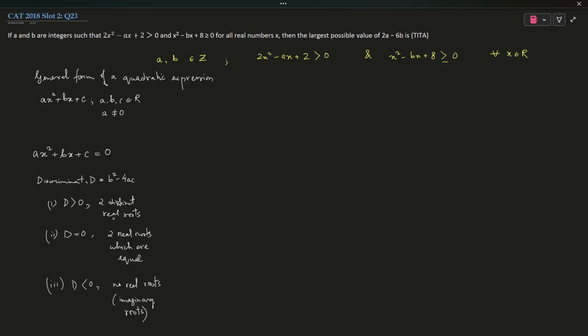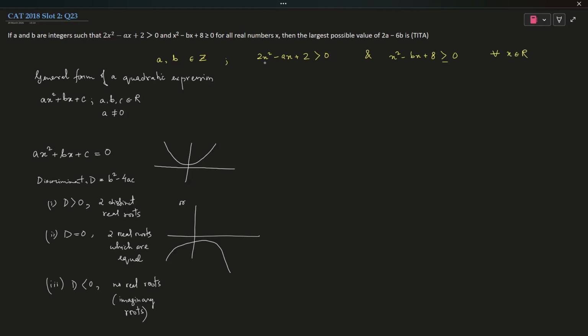Now, what are roots? Roots are the values of x at which the expression will become 0, right? If there are no roots, that means there are no real values of x for which this expression will become 0. That means the graph of the equation will not intersect the x-axis. So it will be somewhat like this, or somewhat like this, okay guys. That means the graph will not intersect the x-axis.